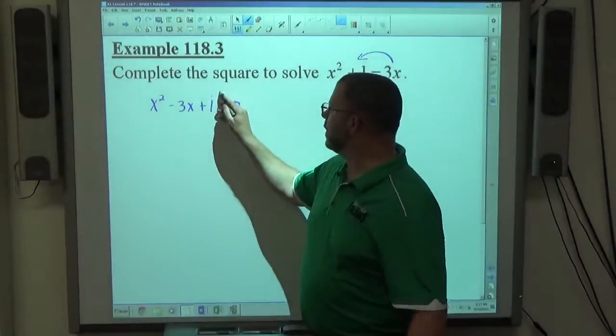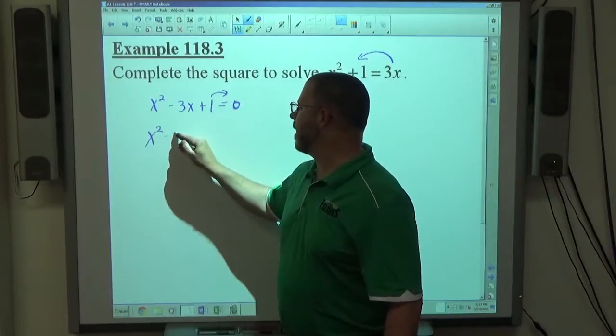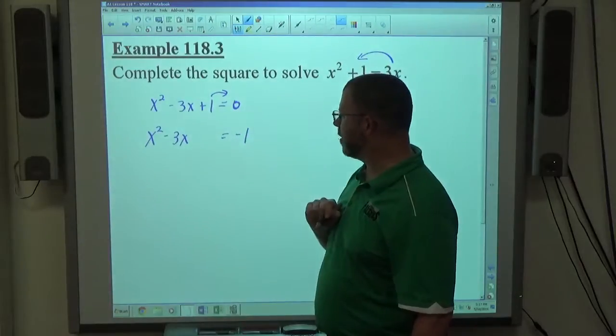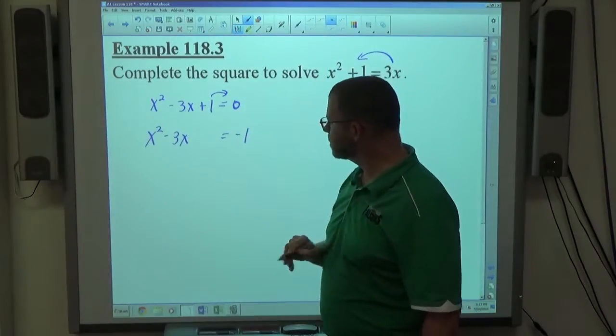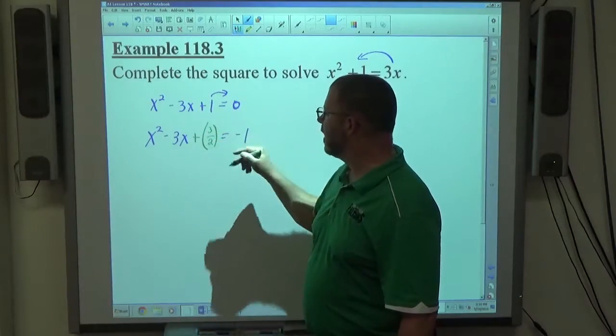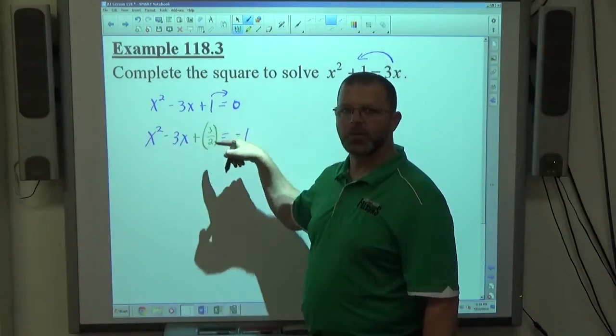Step 2, I'm going to move the 1 to the other side. So I'm going to have x squared minus 3x equals negative 1, leaving a gap there to allow myself to complete the square. I can't take half of 3, so I'm going to leave it as 3 halves. Notice I didn't write negative 3 halves, I just wrote 3 halves.